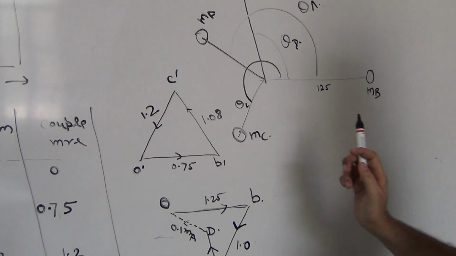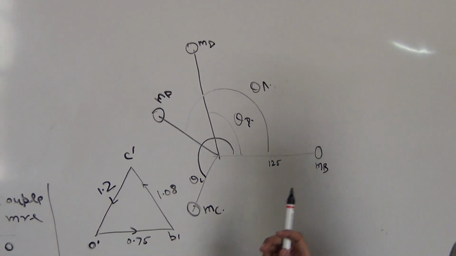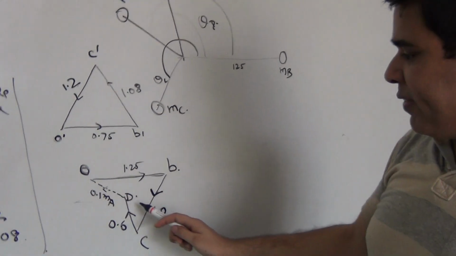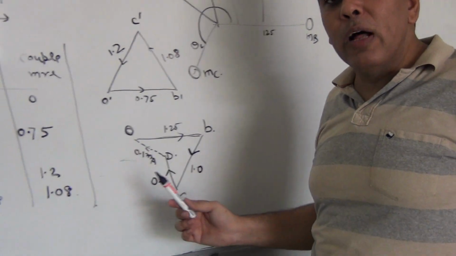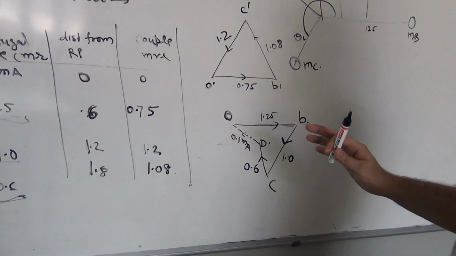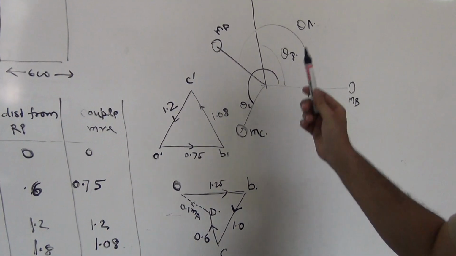Now you are able to find theta A, theta B, theta C, and so on. All are known, and by measuring this and converting into a suitable scale, you will also be able to find the mass MA. So this problem can be solved. Now the system is completely balanced because all are known. Now come to the experimental.